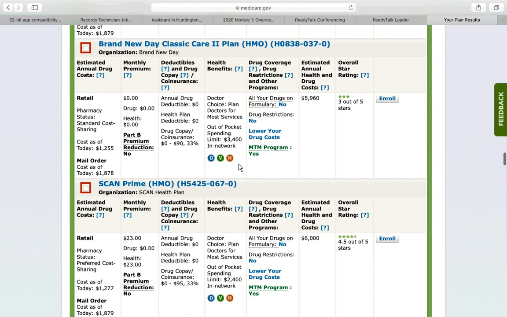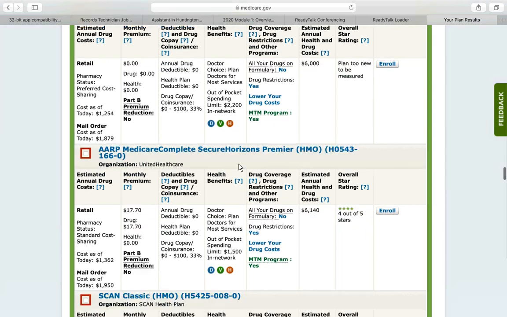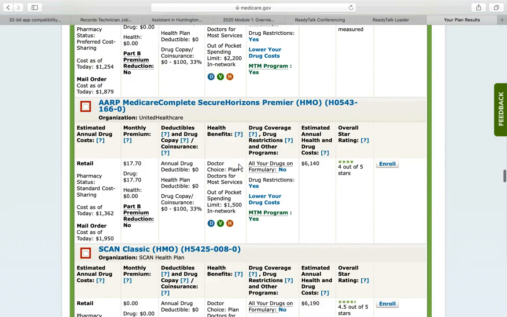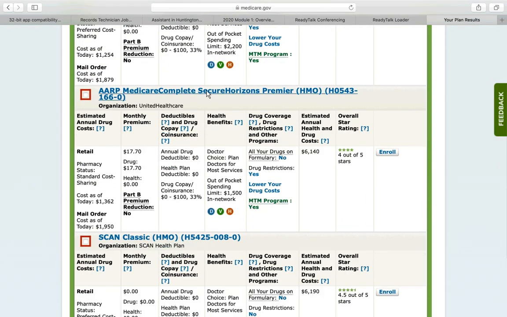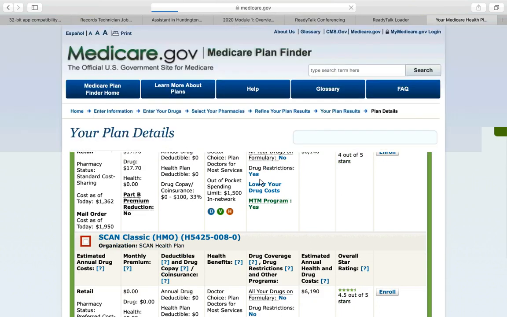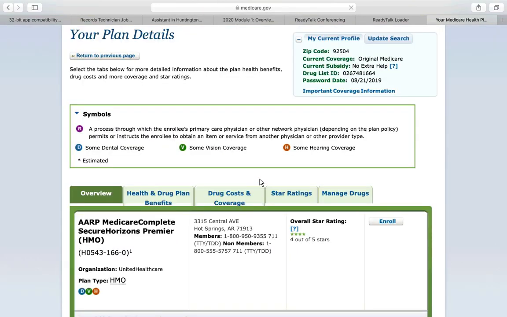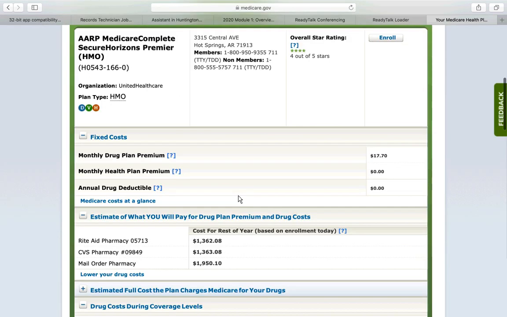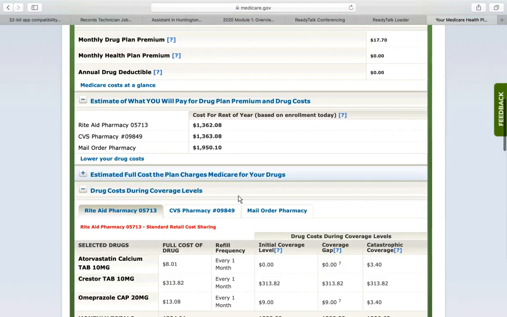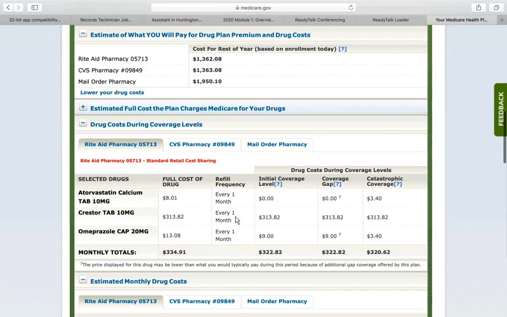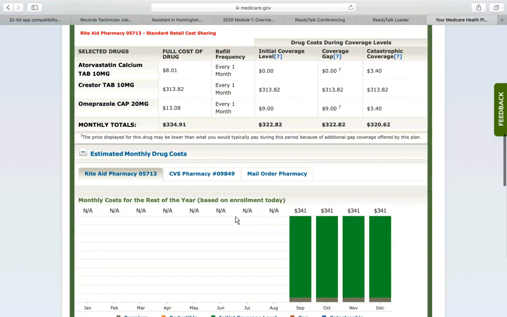Let's take a look at United Healthcare. Even though they have an $18 monthly premium, we figure, okay, I'm going to pay more for my plan, but does that mean that I'm going to get better coverage for my prescription drugs? Well, let's see how they cover that Crestor. They don't cover it either. Not on formulary. More than likely, they're going to want the client to take that rosuvastatin.